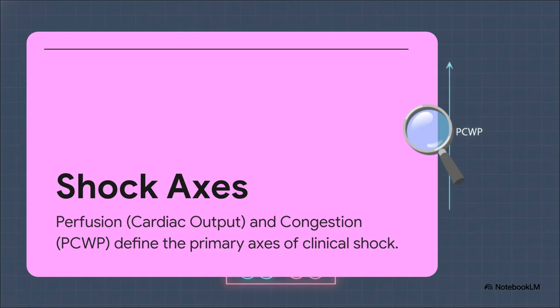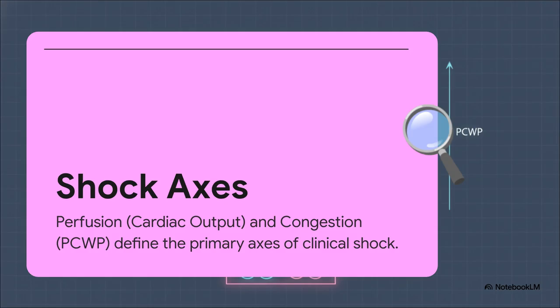Okay, let's establish our physiological baseline. Clinical shock is fundamentally defined by two primary axes: perfusion and congestion. Perfusion is driven by the cardiac index. If the CI is strictly greater than 2.2 liters per minute per square meter, the patient is well perfused. We call this warm. But if that CI drops below 2.2, you're looking at severe tissue hypoperfusion. Think altered mentation, cool extremities.